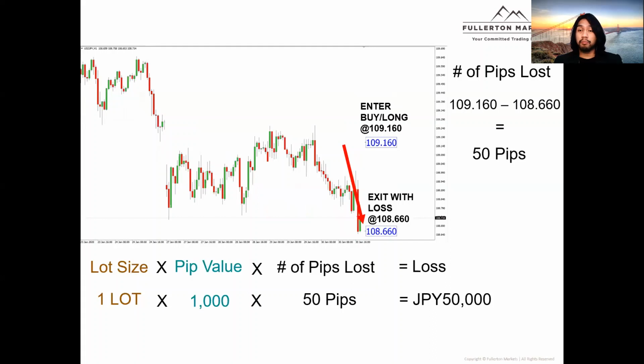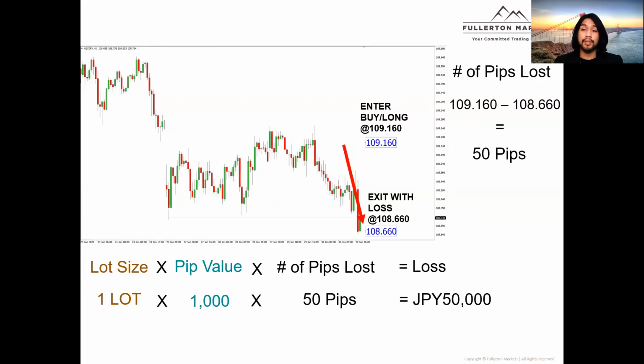Now, for example, we did enter a long position, but the price did not move towards the upside, but it actually moved downwards. It means we have actually lost. All right. So since we entered a buy and the price went down, we lost. All right. So now we have to compute our losses. So we have to take our entry point, 109.160, and deduct from this the lower price, which is the price that we exited at 108.660.